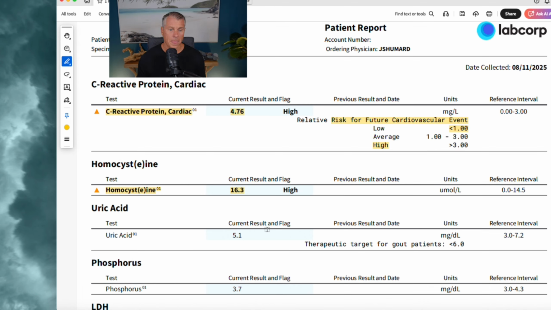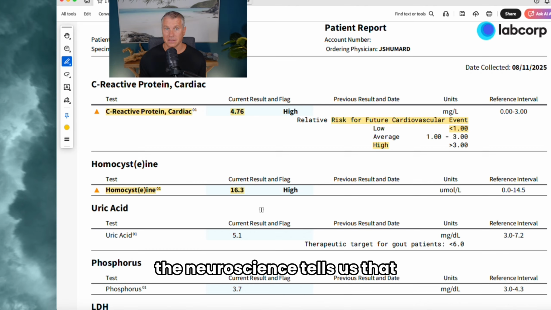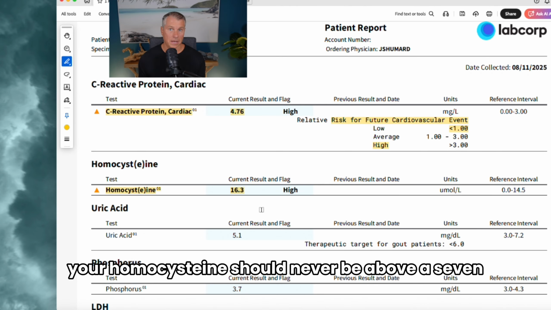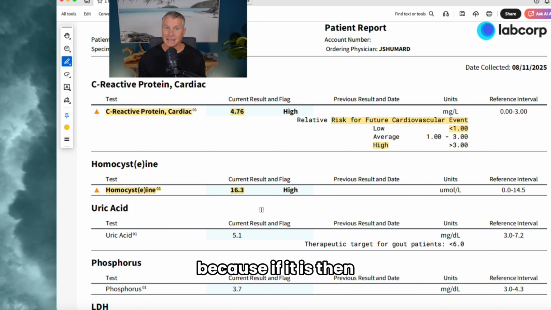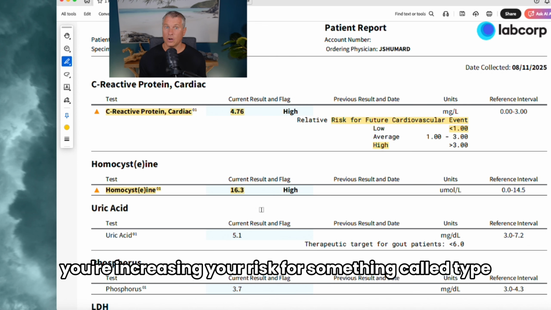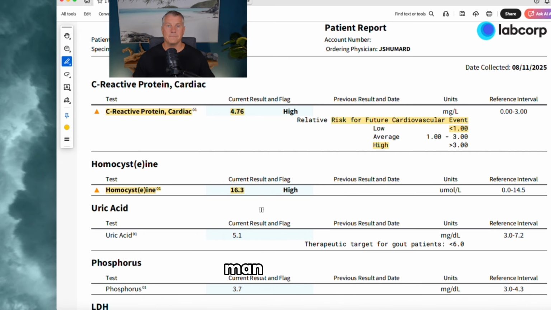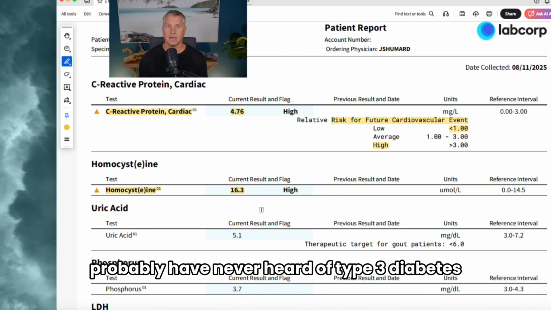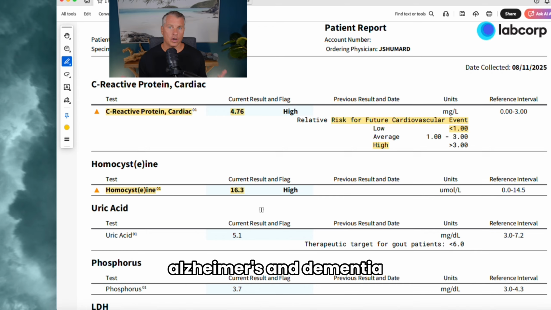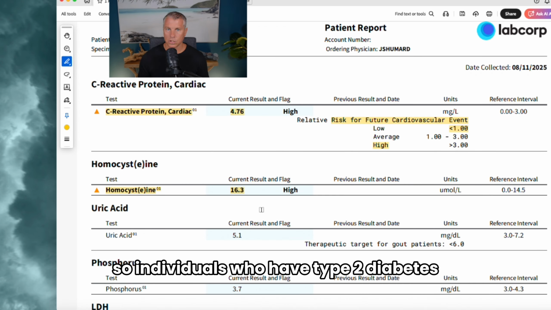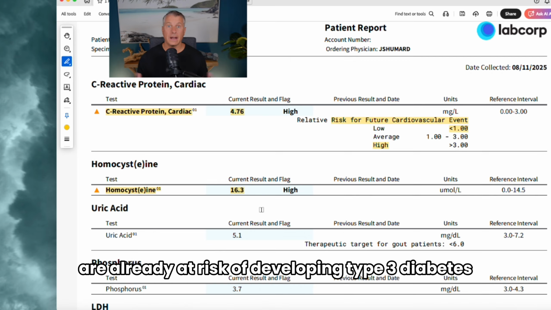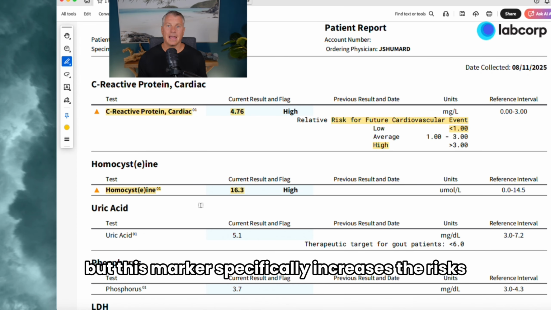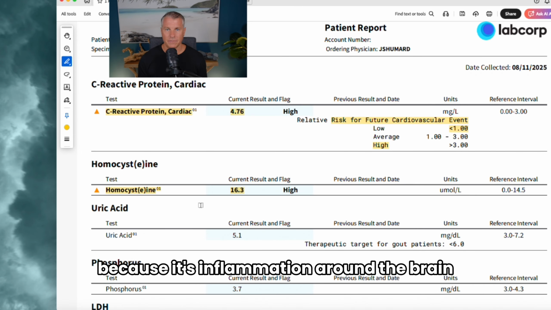Homocysteine is another one here. Again, not a common test that is being run on the traditional markers. So we see homocysteine. Now, the neuroscience tells us that your homocysteine should never be above a 7, because if it is, then you're increasing your risk for something called type 3 diabetes. Now, many of you probably have never heard of type 3 diabetes, but type 3 diabetes is essentially Alzheimer's and dementia. So individuals who have type 2 diabetes are already at risk of developing type 3 diabetes. But this marker specifically increases the risks because it's inflammation around the brain.